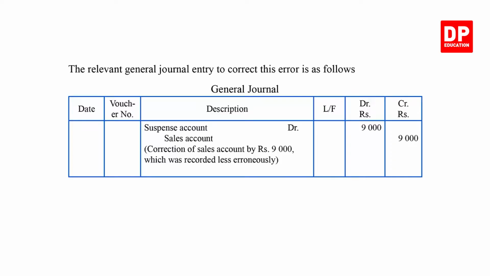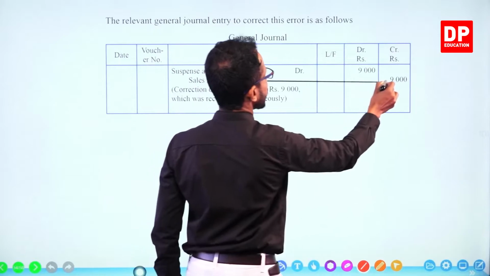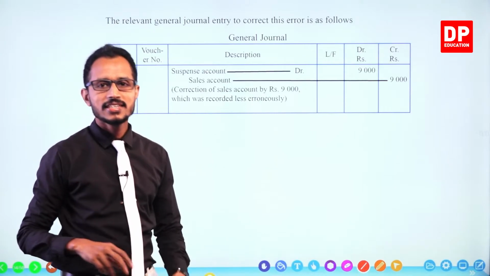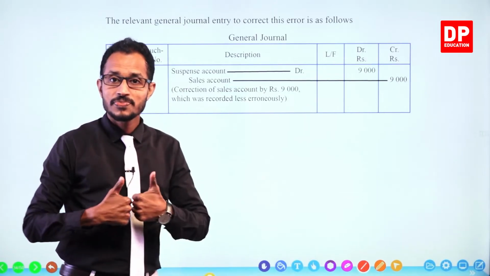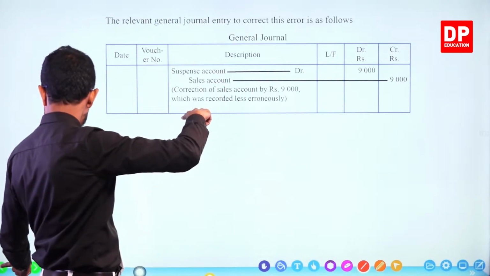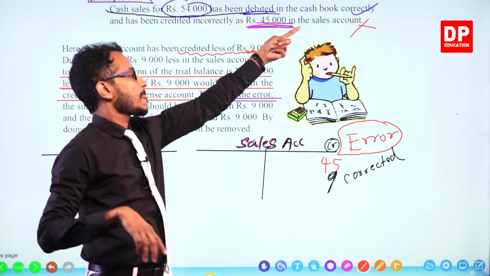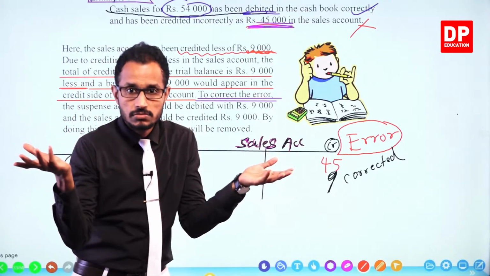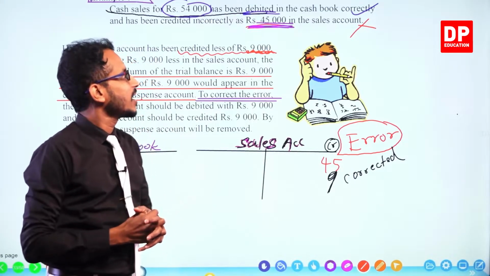Let's see. Here you go. Sales account credit 9,000, suspense account debit 9,000. That is the double entry to correct this. Alright, children, so now you learned how to correct this type of error, when one entry is entered with the wrong value.